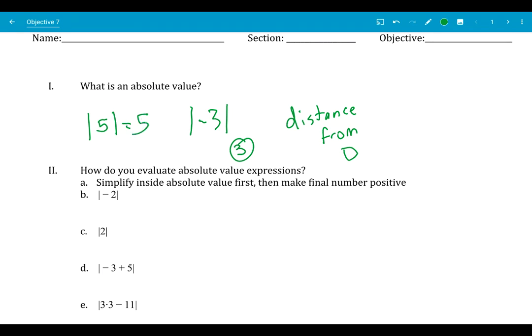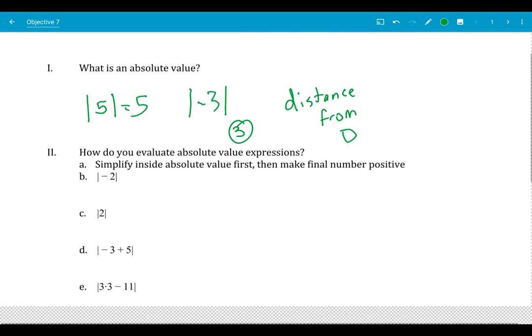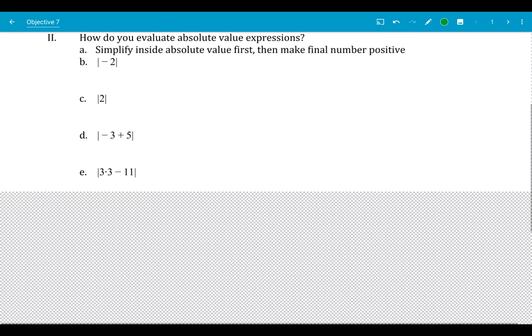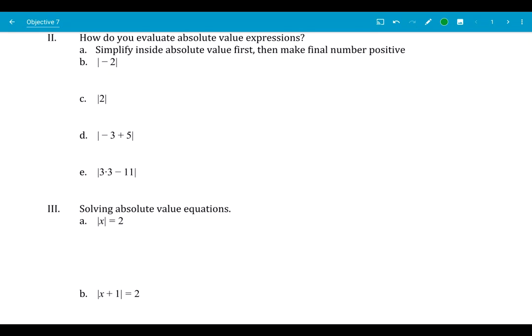Before we can look at solving equations, we need to look at evaluating absolute value expressions. So with all of these, if there's any math in there, you need to follow order of operations first, and then you're going to take the absolute value by making your final result positive. So try every single one of these. You're trying to get to a single number answer without absolute value, and then come back and check your work.